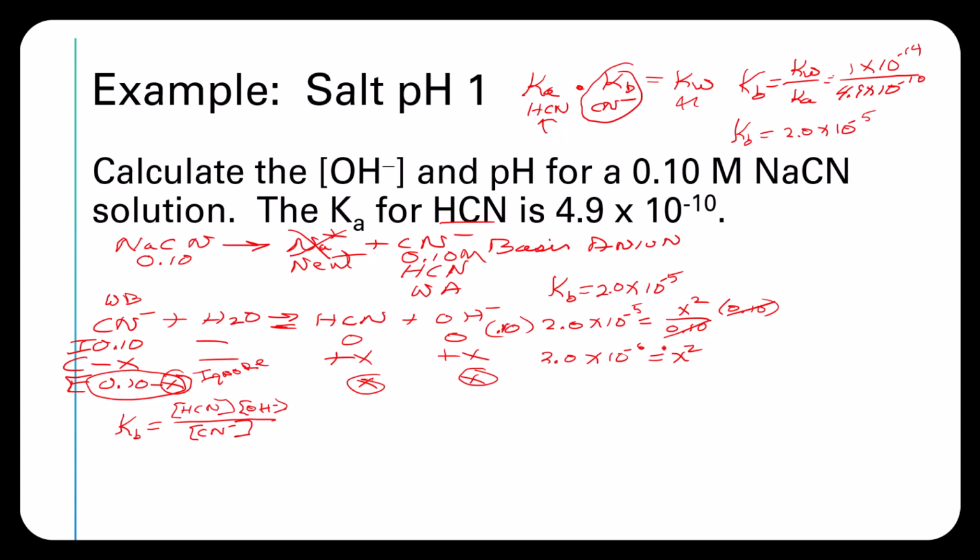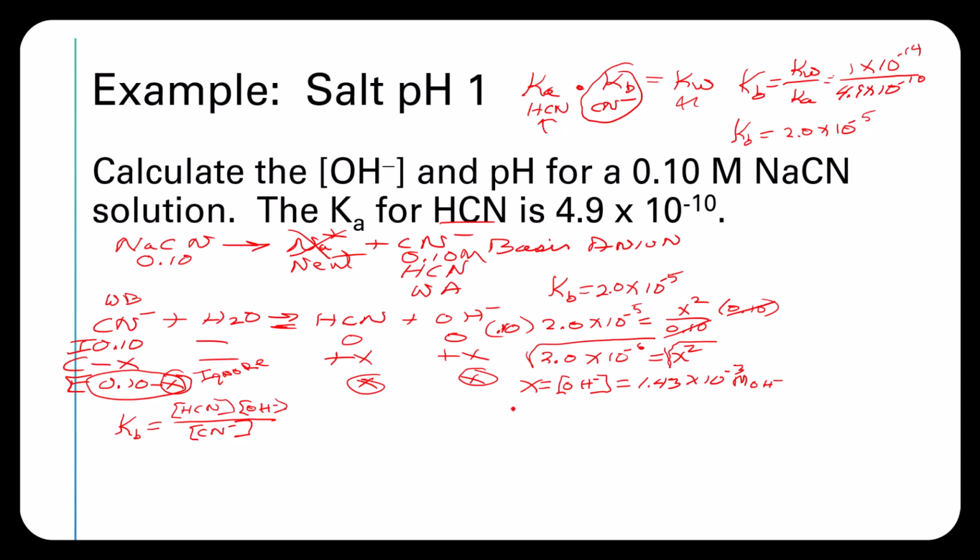How do we get rid of the square? You know this. We're going to take the square root of both sides, which gives us X. And in this case, X is equal to the hydroxide ion concentration. So I'm just going to take the square root, and that gives me 1.43 times 10 to the minus 3 molar in hydroxide ion.